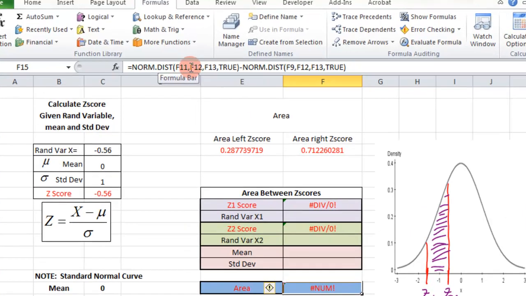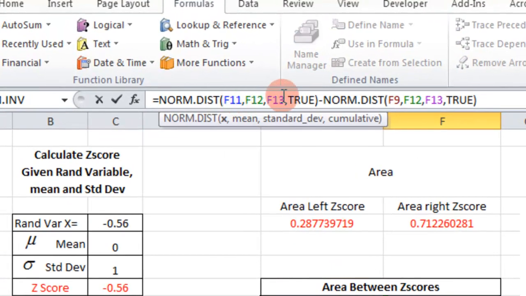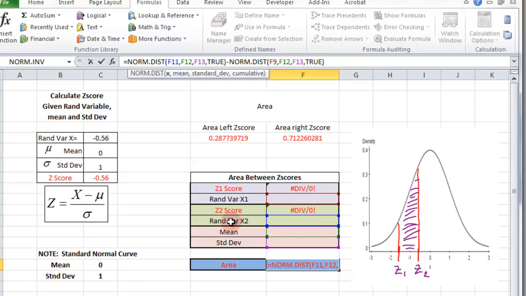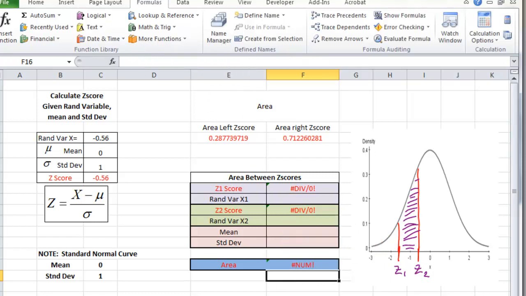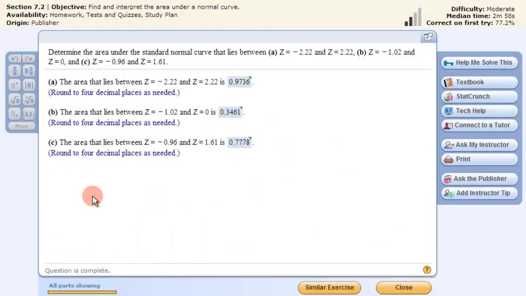I take the normal distribution and find to the left of the x2. That's what I do first, right? So for z2, I find all this area, so I use that one. And then I go to the second one and use the z1 score, this for random variable x1. That finds the area to the left of this, and I just subtract them. And now I can quickly find the area between these two.